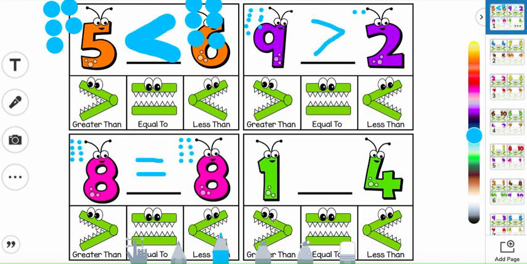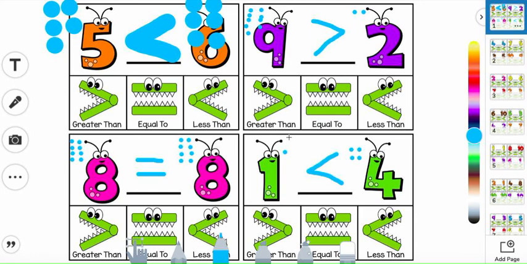All right, on our last one, we have 1 versus 4. So I'm going to put 1 dot here, and I'm going to put 4 dots here. Which one of those has more? Is 1 greater than 4? Is 1 equal to 4? Or is 1 less than 4? In this case, the alligator is going to eat the 4. So we say 1 is less than 4.